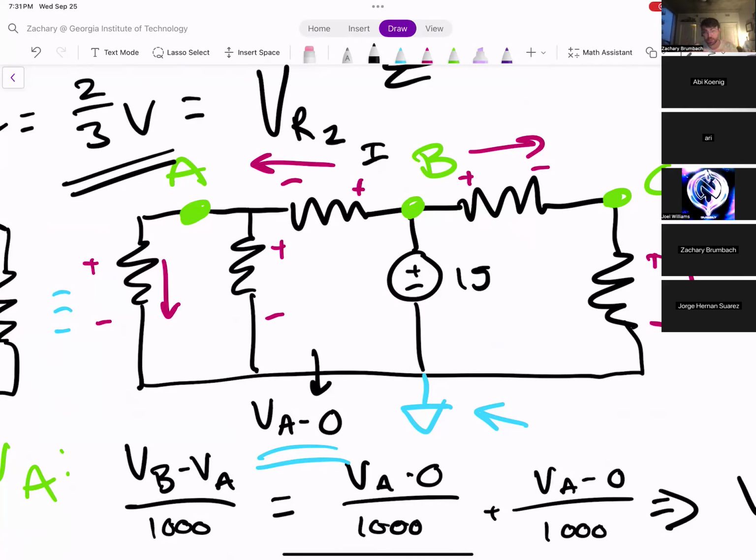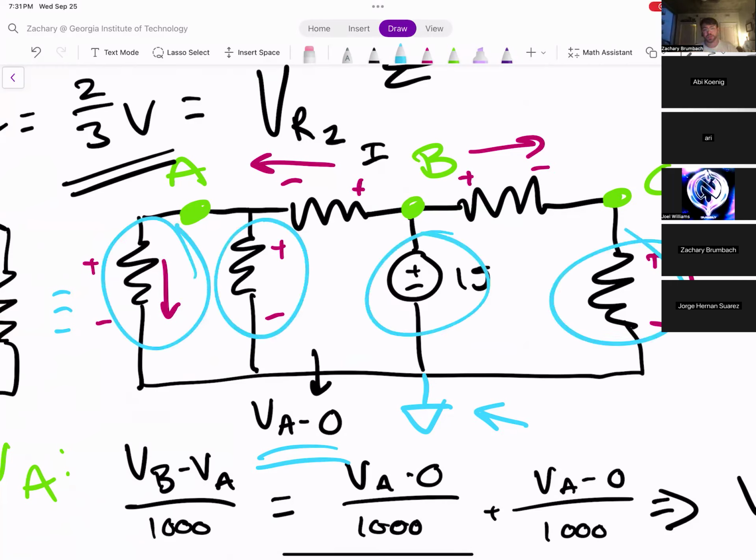What I like to do is either put it at the bottom of my bottom voltage source, or put it at a node where I would have the most equations. Like here, if I were to do the bottom node, I would have 1, 2, 3, 4 contributions, which is a lot. Does that make sense? Okay.